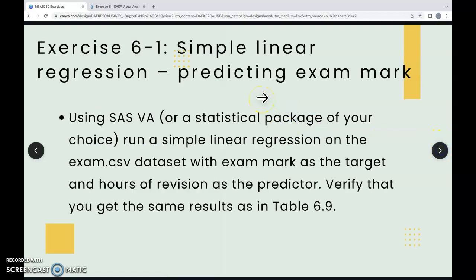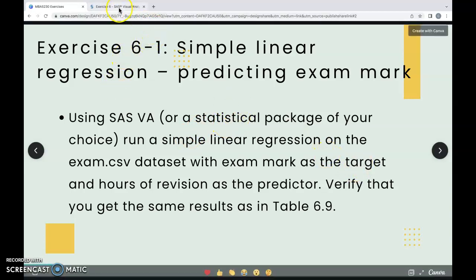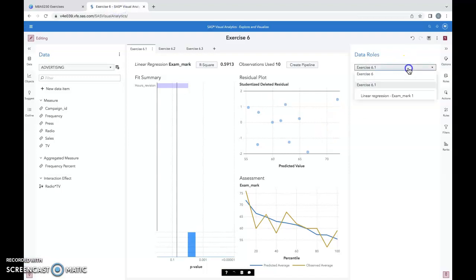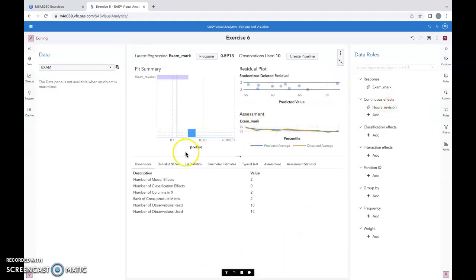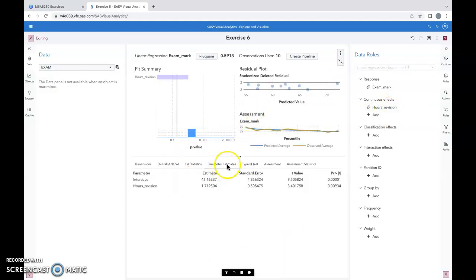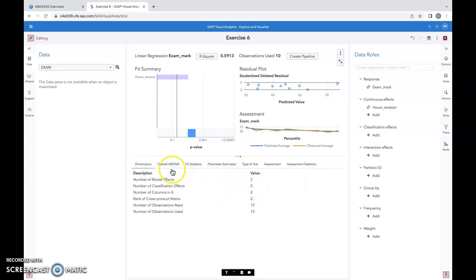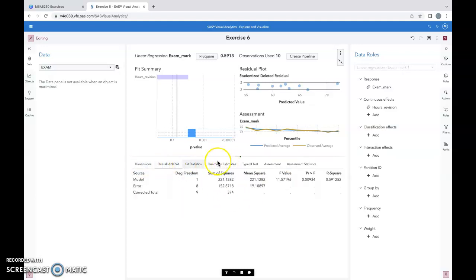And for Exercise 6.1, it is asking us to use SAS Viya to run a simple linear regression on the exam dataset with the exam mark as the target and hours of revision as the predictor. So as we see in 6.1, going to the linear regression chart, we can see the response is exam mark, and the continuous effect is hours revision. And then maximizing this, we're able to see the parameter estimates and then the dimensions, overall ANOVA.